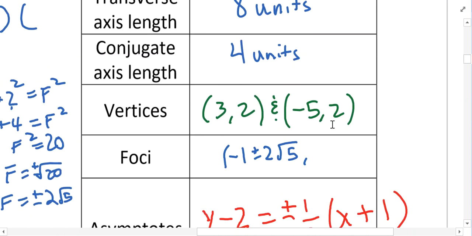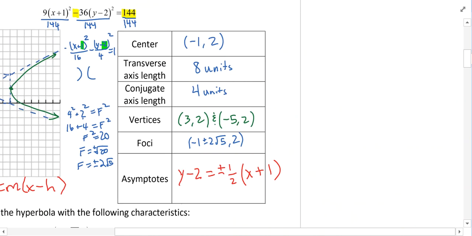What was it? Positive 2? Positive 2. Sorry, I forgot for a moment. I could have just looked at the vertices. Oh well. Alright, so that's all stuff from background knowledge.